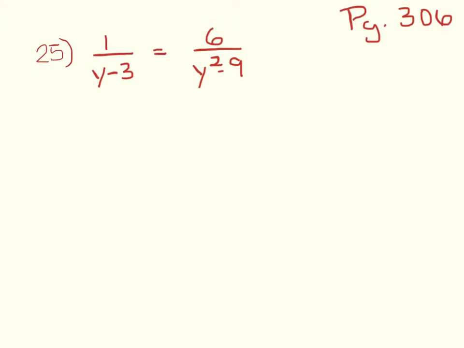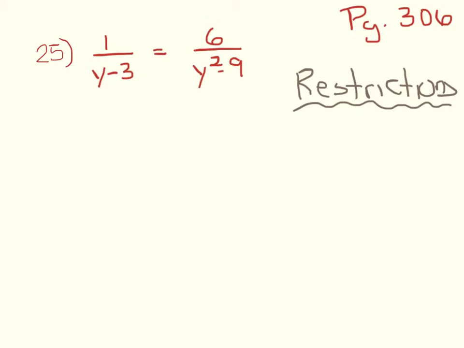Now before I continue in solving this rational equation, I must identify any restrictions. A restriction would be when in the denominator you have a 0, because we know that you cannot divide by 0.